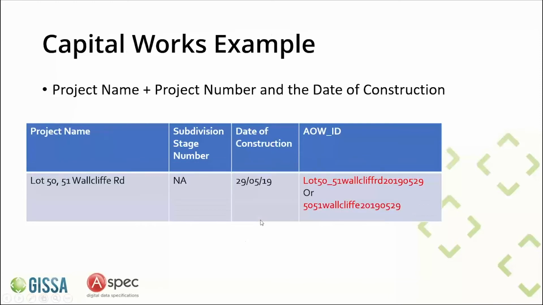For capital works, it could look something like this. So really, the area works ID is a unique identifier that you get to create. The only thing that we're specifying is the format of the date of construction, which, as you can see, is 2019-05-29, which reflects the year, the month, the day. And if there's no day specified, then it automatically becomes 01.